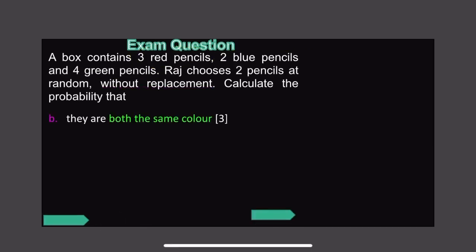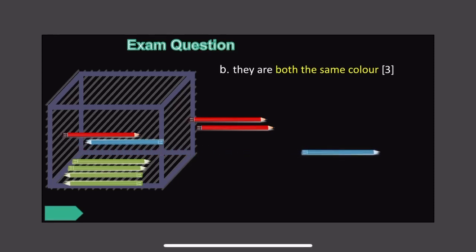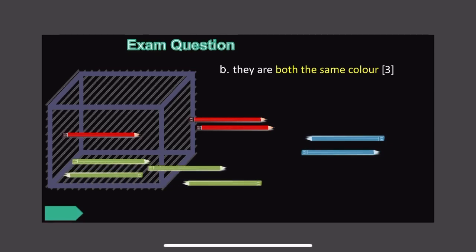B part, they are both the same color. Let's look at the choices we will have if they are both the same color, okay? There are different choices we have, okay? The possibilities are different now. So we have a possibility of red and red, or we can even have blue and blue, or we could even select a choice of green and green.